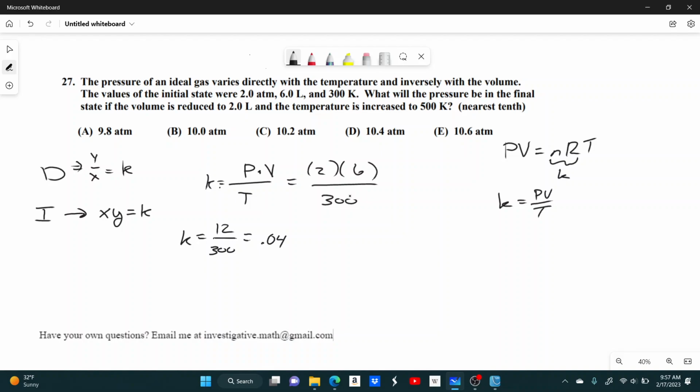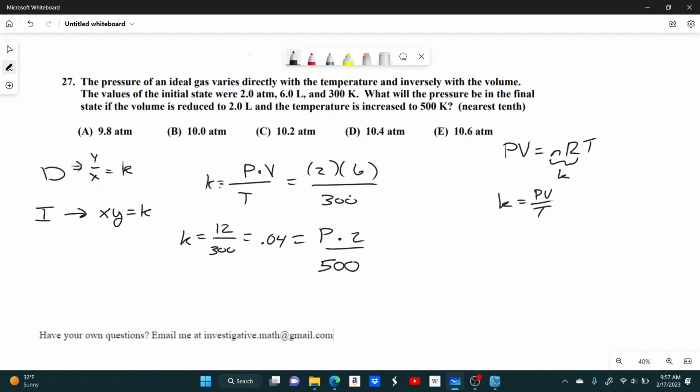Now it wants to know what will the pressure be in the final state. So now we're looking for the pressure, if the volume is reduced to 2 liters and the temperature is increased to 500 Kelvin. We use the same equation because no matter what P, V, and T are, they're always going to equal this constant, as long as you're in this system. So 0.04 will always be PV over T. We're solving for the pressure, and the new volume is 2 liters, and our new temperature, which we're dividing by, is 500 Kelvin.